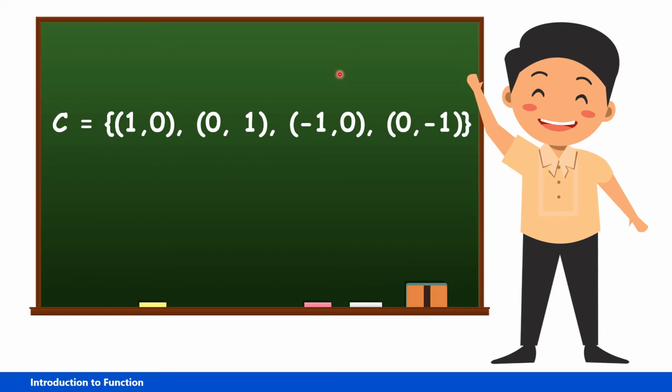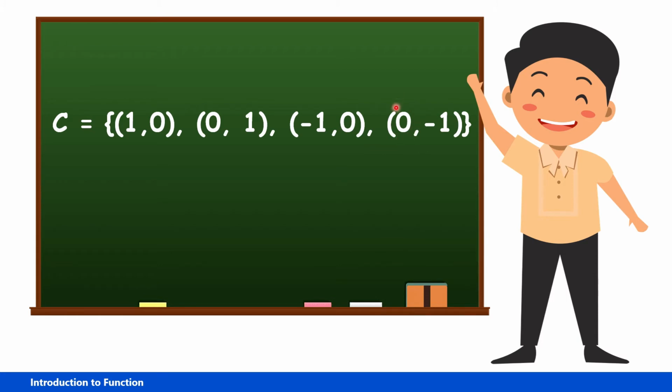How about relation C? Do you think relation C is a function or not? Okay, i-analyze natin ang relation C. So as you can see, dito sa ating ordered pairs, we have 1 as the domain of our first ordered pair, and the second one is 0, the third one is negative 1, and the last ordered pair is 0.